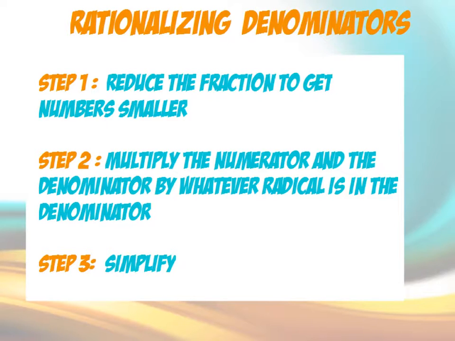So let's start with the process of rationalizing that denominator. The first step is what I was doing on that previous slide. You're going to reduce the fraction any way that you can to get your numbers to be smaller. That's what I've done. Step 2 is going to be to multiply the numerator and the denominator by whatever radical is in the denominator. So if I have a square root of 7 in the denominator, that's what I'm going to multiply by.